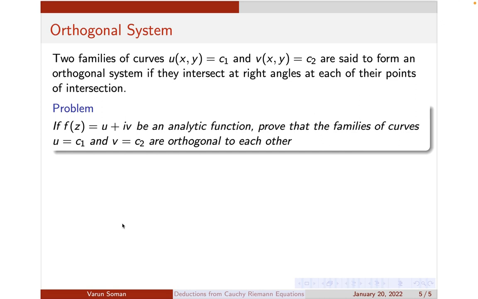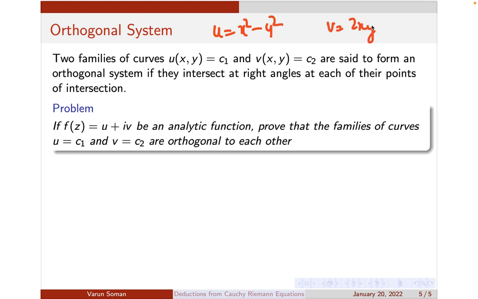The result which we are going to prove here is that, suppose f of z is equal to u plus iv is an analytic function, we have to prove that the family of curves u is equal to c1 and v is equal to c2 are orthogonal to each other. That means suppose your function u is x square minus y square, and suppose your v is 2xy.